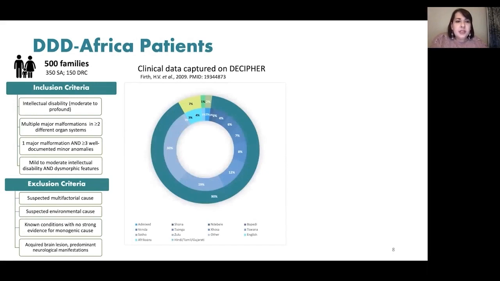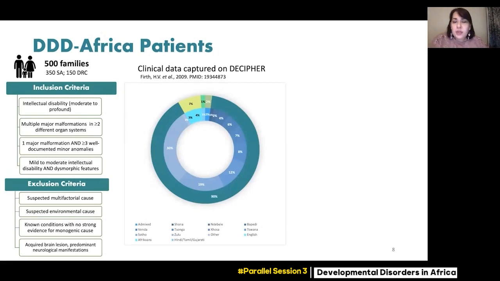Our patients represent the full spectrum of ethno-linguistic languages that are spoken across South Africa and the DRC. What you can see here in the inner part of the pie chart are the array of languages spoken by participants from the South African side, with 90% of participants being of African ancestry. For the DRC side, Lingala is the most common language and ethnic group represented.